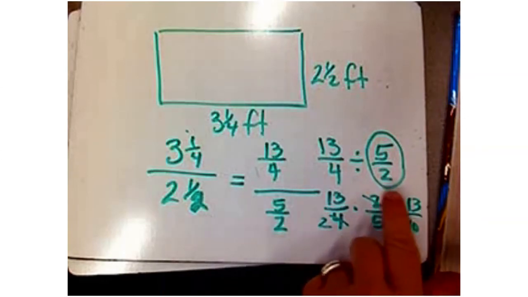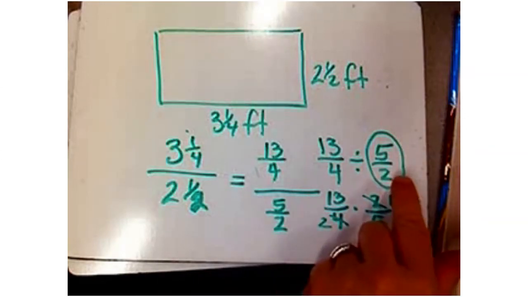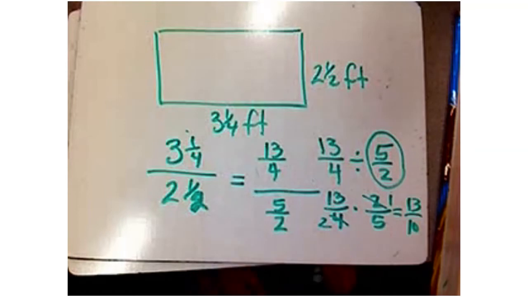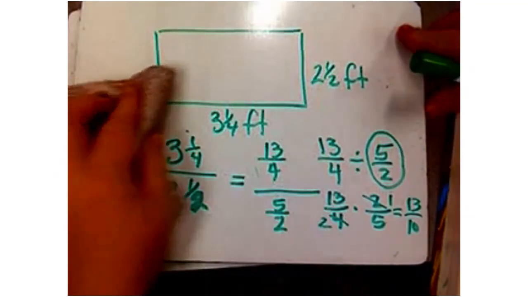Use your fraction division principles: flip the second fraction, change it to multiplication, and then use your multiplication skills with fractions and multiply. Then leave it as 13 is to 10, because we want to say that's the ratio, 13 parts to 10 parts. So it's okay to leave it as an improper fraction as long as it's simplified.